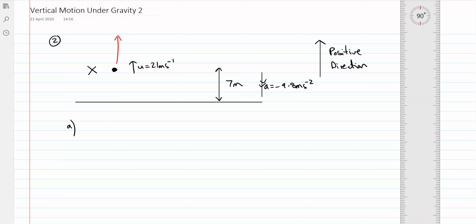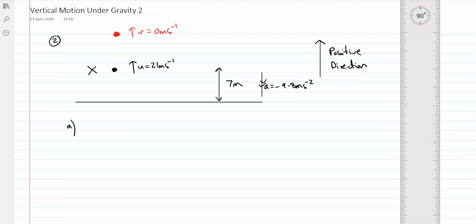And because that acceleration is going down, although the speed initially is 21 meters per second this way, it's going to start to slow down because it's accelerating downwards. Okay, so eventually this ball is going to get to a point where it reaches its maximum height. And that will happen when its velocity reaches 0 meters per second.